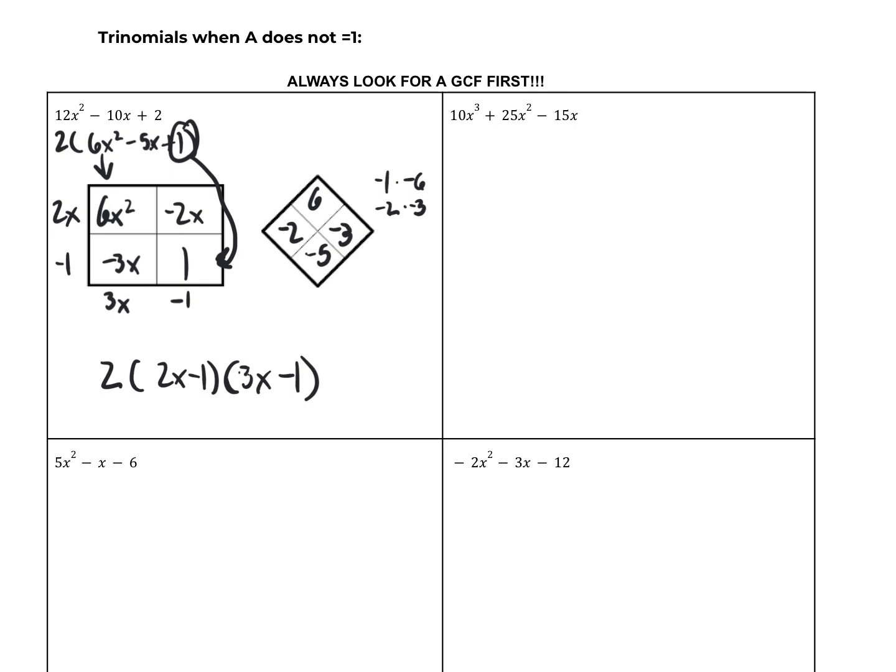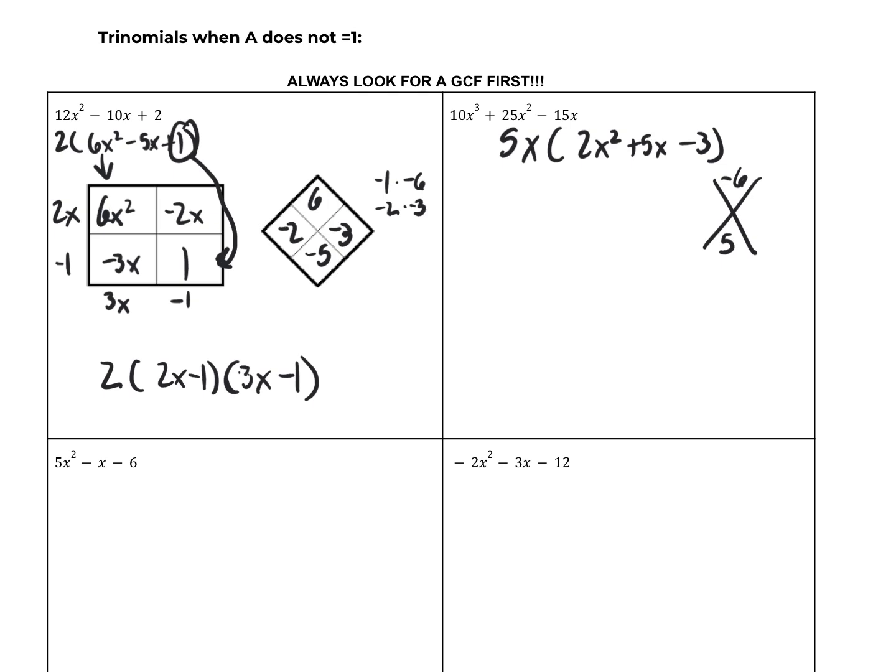All right, moving across here, 10x squared plus 25x minus 15x. I can factor out a 5x, and that leaves behind a 2x squared plus 5x minus 3. All right, and then if I am going to set up my diamond, the top is going to be my a times my c, so that is going to be a -6. The bottom is going to be that 5. I'm looking for factors of -6 that add to equal 5.